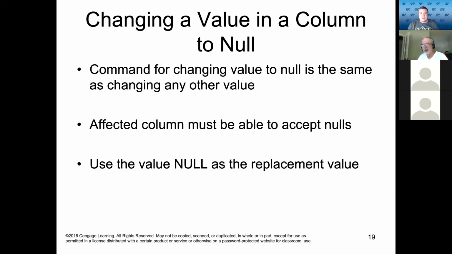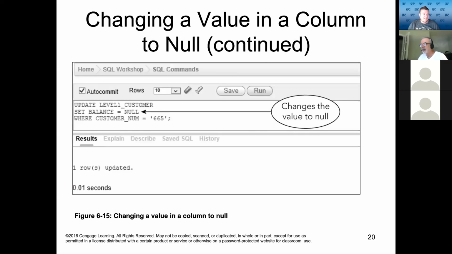Kind of a little weird side note here. If you're wanting to change a value in a column to null, you would do it just as normal, except that the value that you're going to use is the word null, all in caps. So we can say update that level 1 customer, set balance equals null, where customer number equals 665. And with that capital null, the system knows to delete the data associated with that particular column.